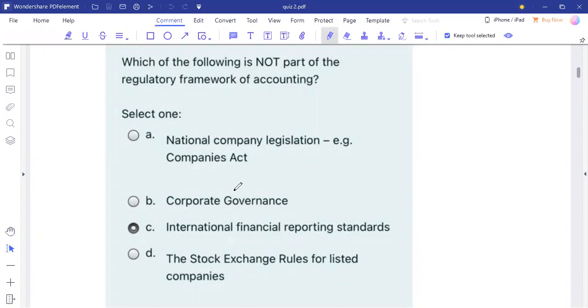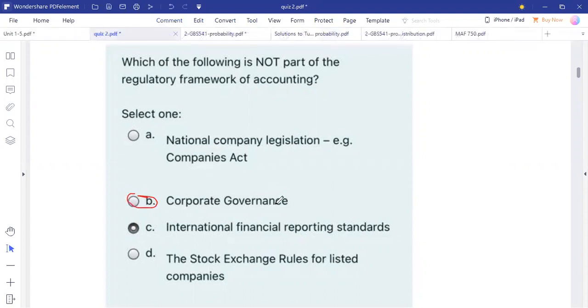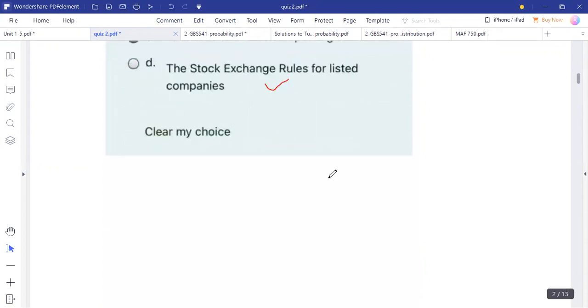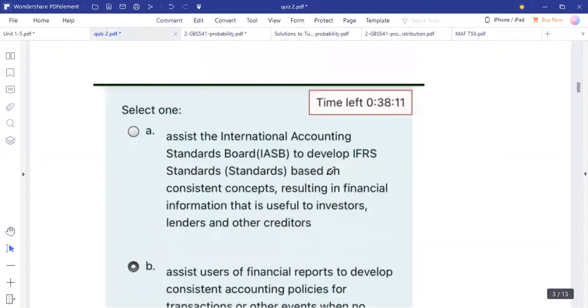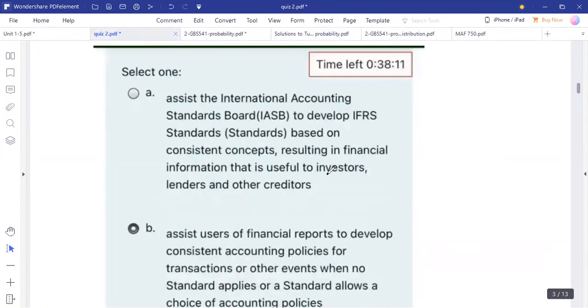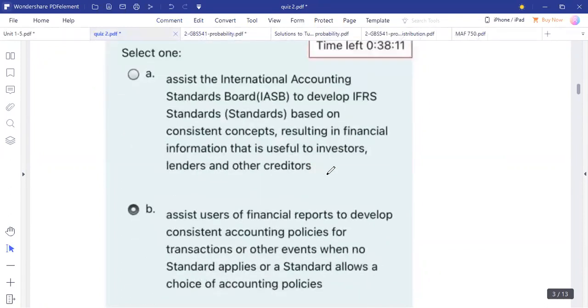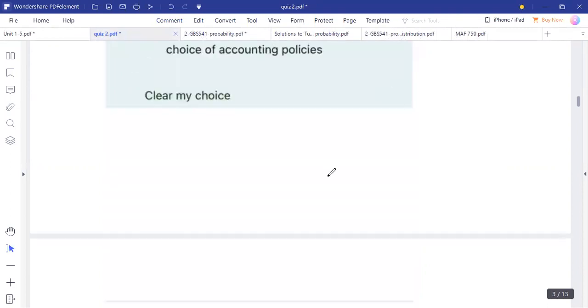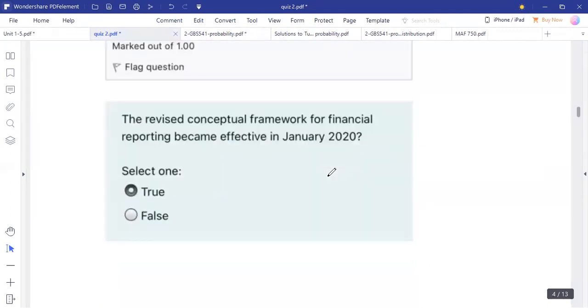So this quiz was one which was wrong. It was this one. So this one is part, this one is not part, this one is, and this one is. Correct. Okay. The question has been omitted there. We'll go to this one.